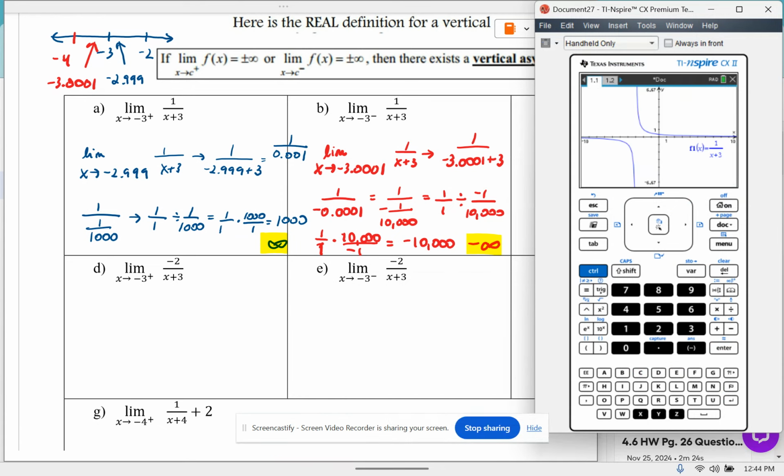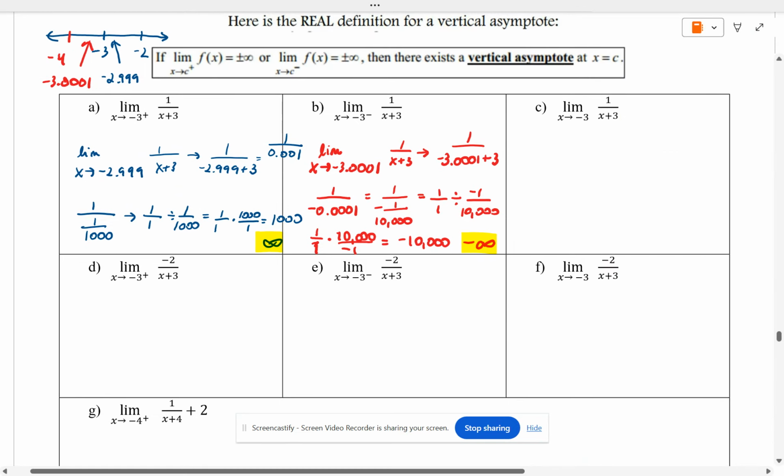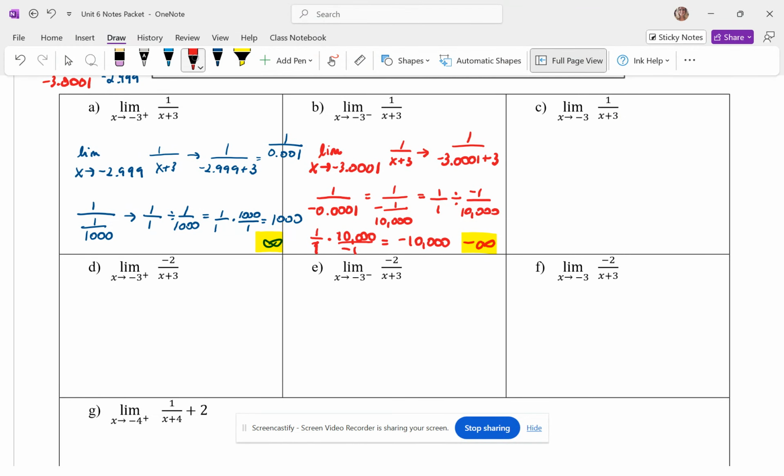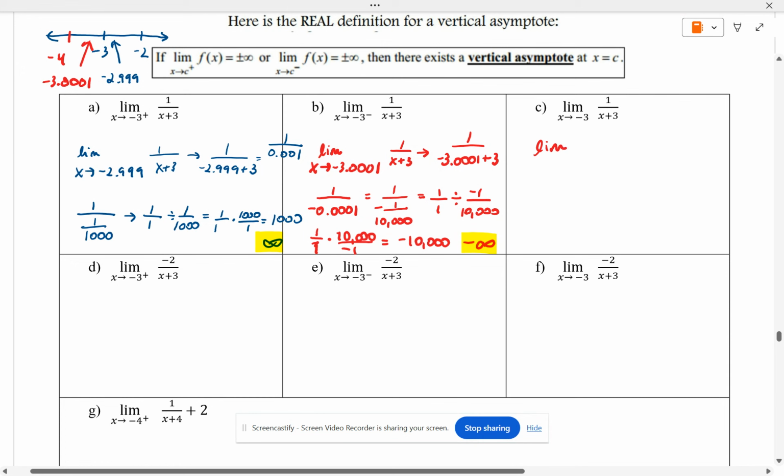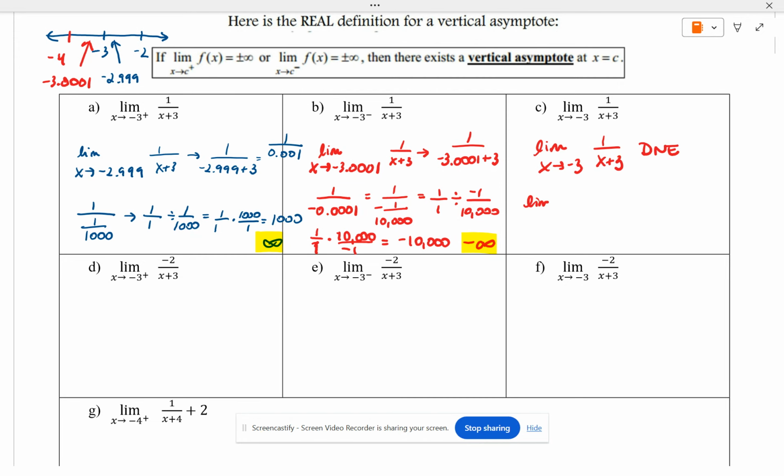And let's confirm on the graph. As we head in from the left, we're heading towards -infinity. It's going down. As we come in from the right, we're heading towards +infinity, okay? So, does the limit exist at -3? And the reason is the limit as x approaches -3 from the left does not equal the limit as x approaches -3 from the right.